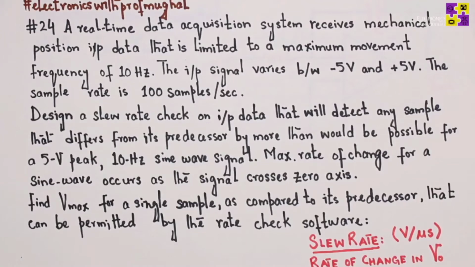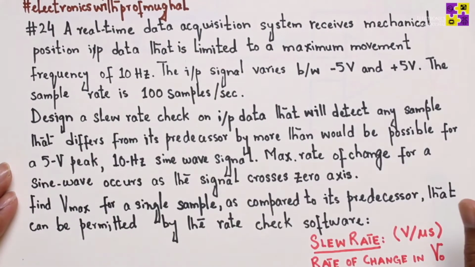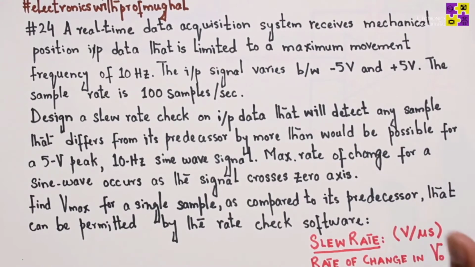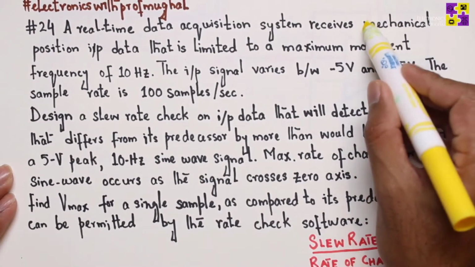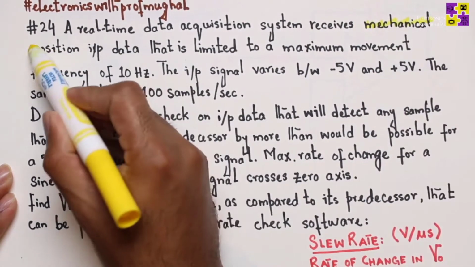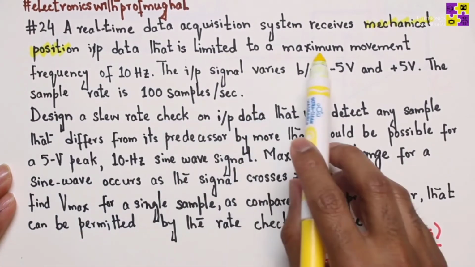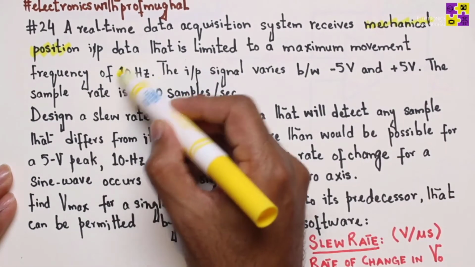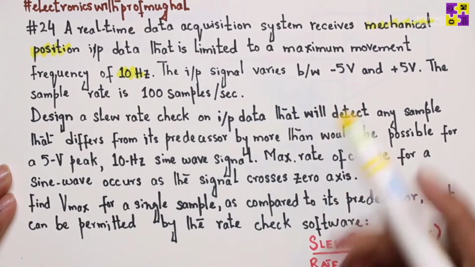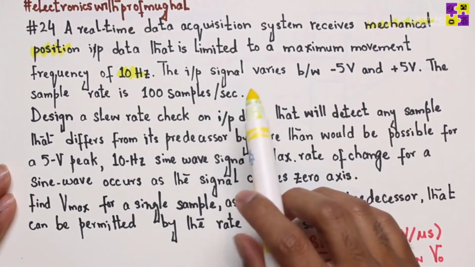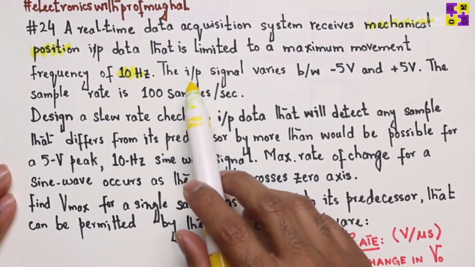You're gonna have to give focus here because I know there's a little bit of text here, but it's important to understand this. It's a real-time data acquisition system, which is receiving an input about the mechanical position that is limited to a maximum movement frequency of 10 Hertz. Every 10 Hertz, we are getting an input about some mechanical position of something.